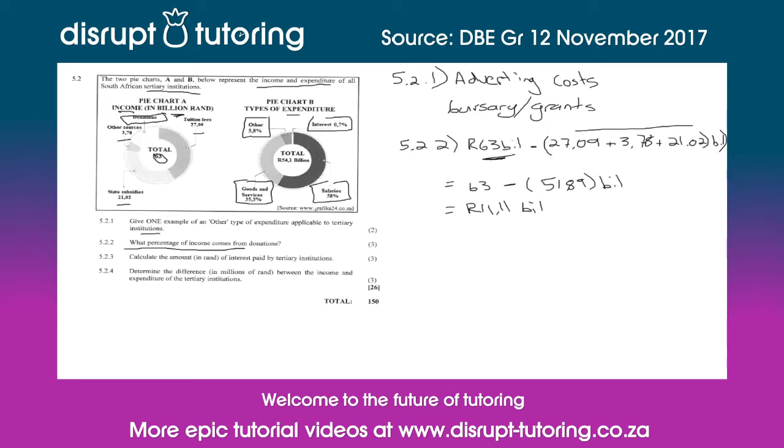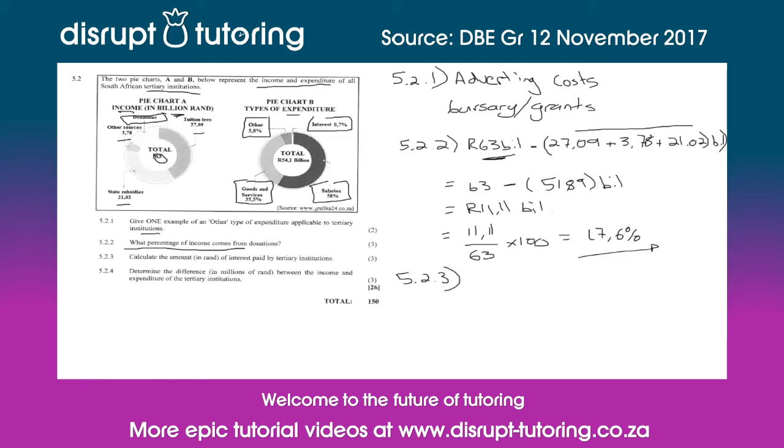Okay, now we need to work that as a percentage, and we know a percentage is the amount that you're looking for divided by the total. So donations would be 11,11 divided by your total, which is 63, times 100. Put that all into your calculator and you get approximately 17,6%. That's your answer.